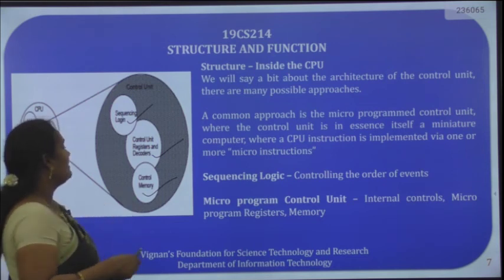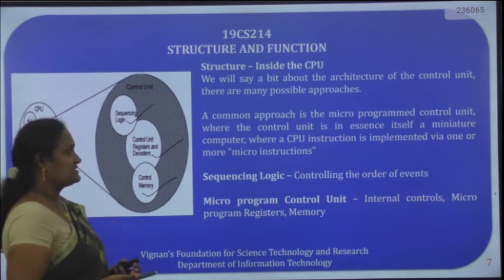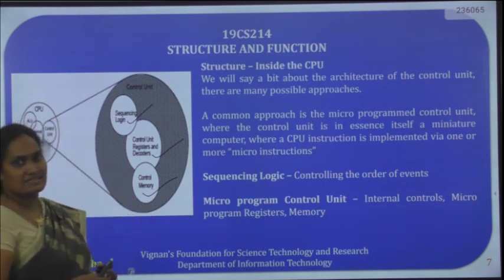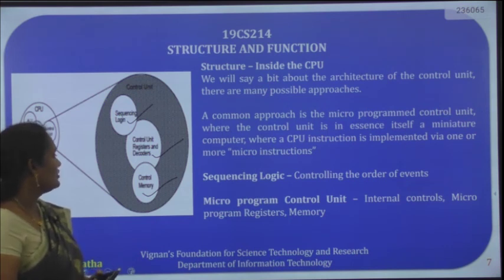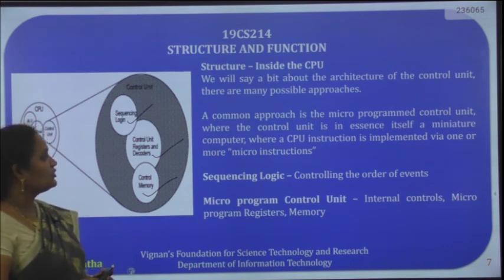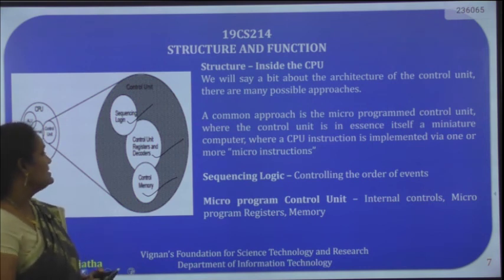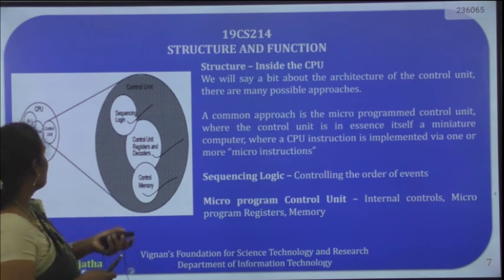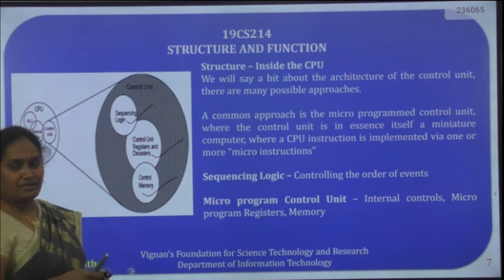So for doing all those activities, for decoding and for generating clock pulses, it needs some registers and decoders. Those registers and decoders are present, and control memory. It has a control memory for storing all the micro operations. So all these are the various parts that are present in the control unit of your system.